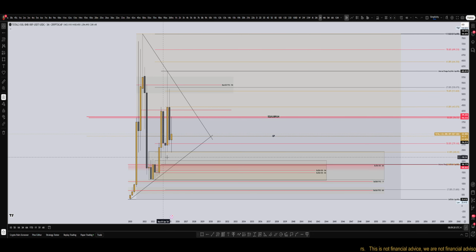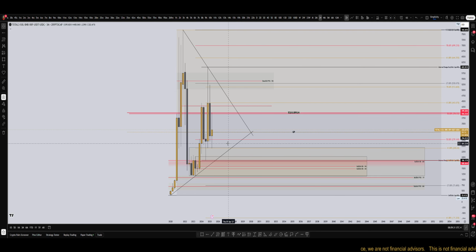It's a very big level that we need to overcome. Once you overcome this level, yes, you could play around a little bit in this region, but you're most likely going to be targeting the highs, in my opinion. So significant altcoin season is definitely coming.